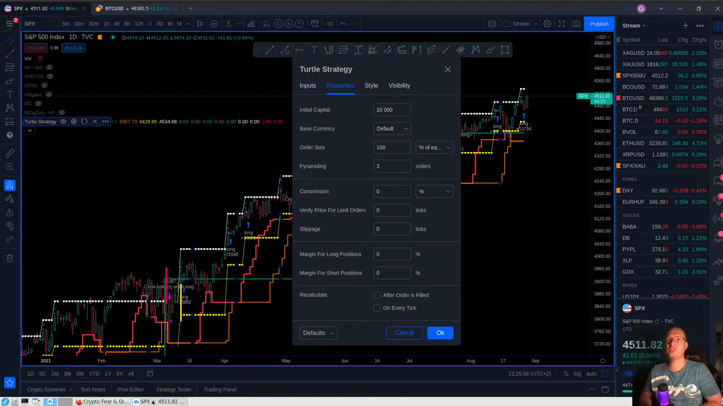So let's quickly go over the settings. As usual, the order size, I take 100% of equity for all my tests. By default, the commission is 0.1, I believe. So I put this to 0 because that all depends on your broker. In this case, for the SPX, pyramiding 3 gives the best result. So that means that you will buy 3 times into your long position.